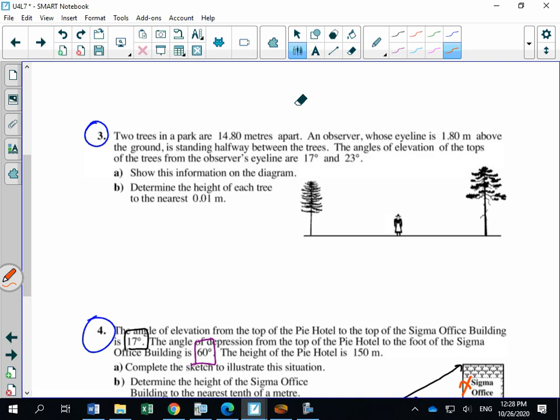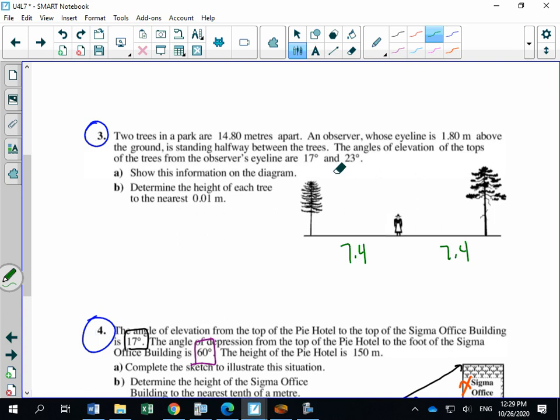Two trees in a park are 14.8 meters apart. The observer is halfway between the trees. So can you guys quickly calculate on your calculator, what's the distance from this tree to the observer and this tree to the observer if the distance between the two trees is 14.8? What are you getting? 7.4. Yep. So this is 7.4 and this is 7.4.